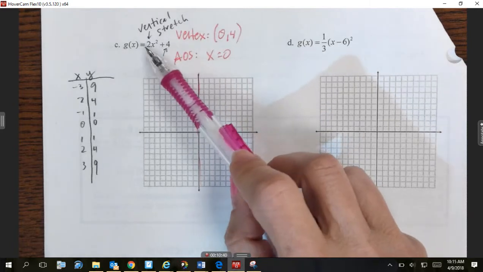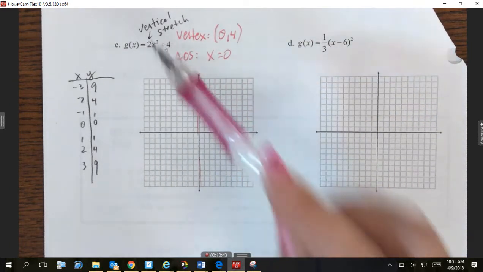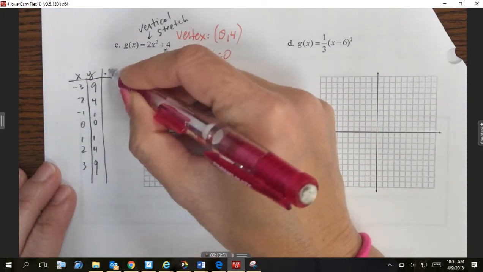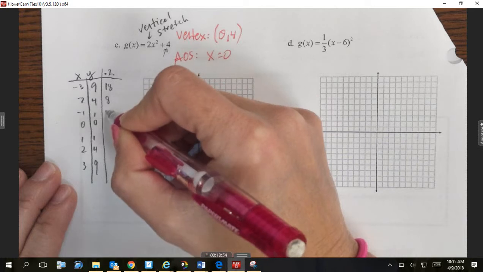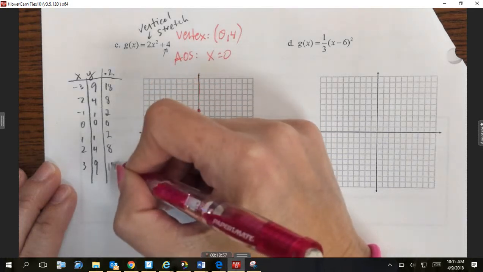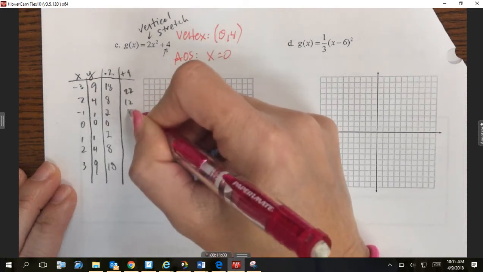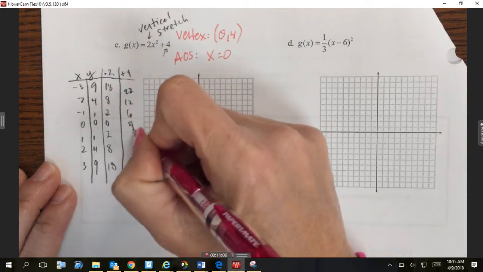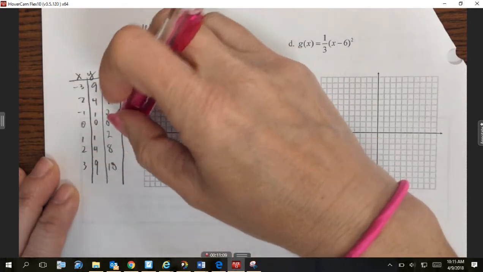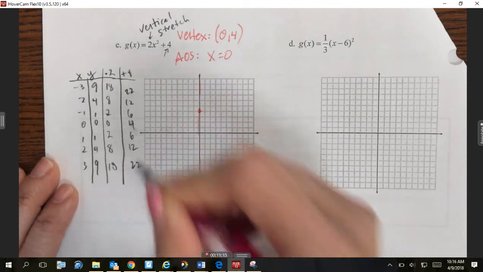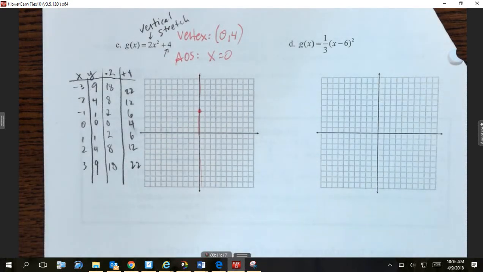So how do I know what I do first to my y values? Do I multiply by 2 or do I add 4 first? We always multiply before we add, right? So in my table, I'm going to multiply by 2 next. And then I will add 4. And it should be pretty easy because they're symmetrical, so once you do the first 4, you just write the same numbers again.